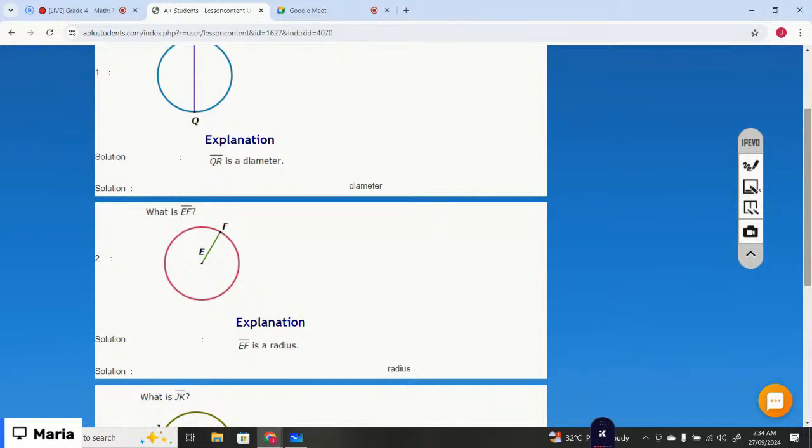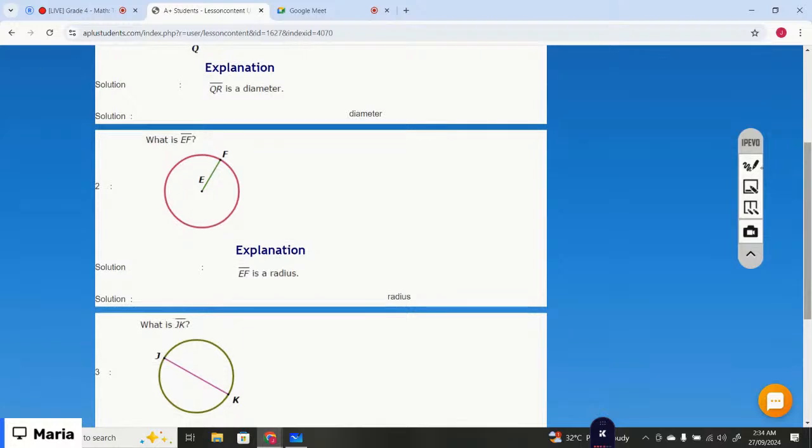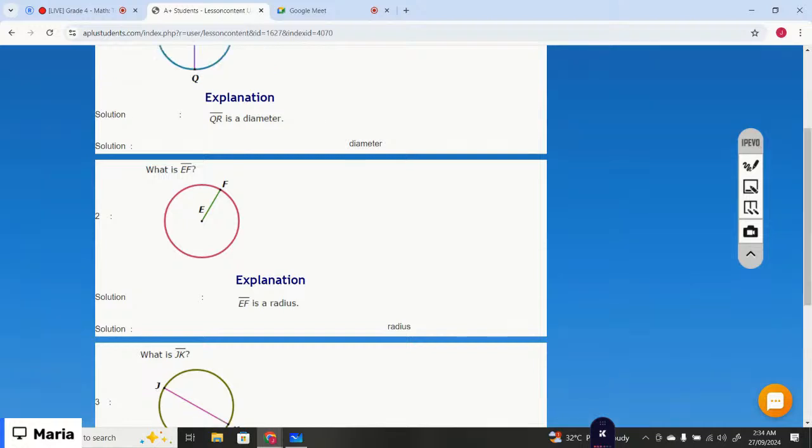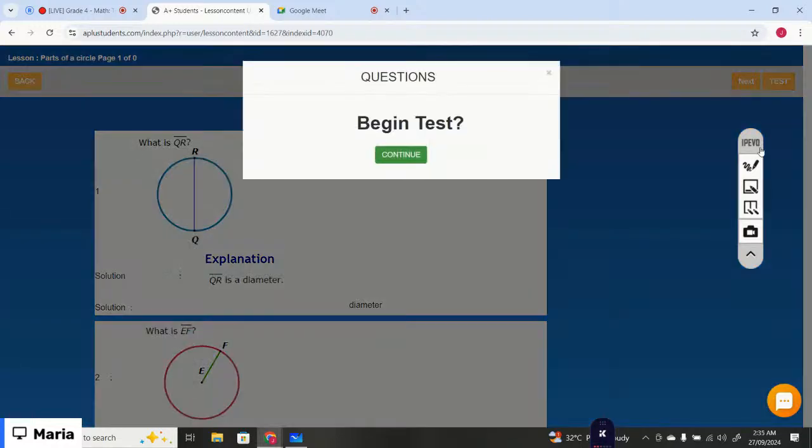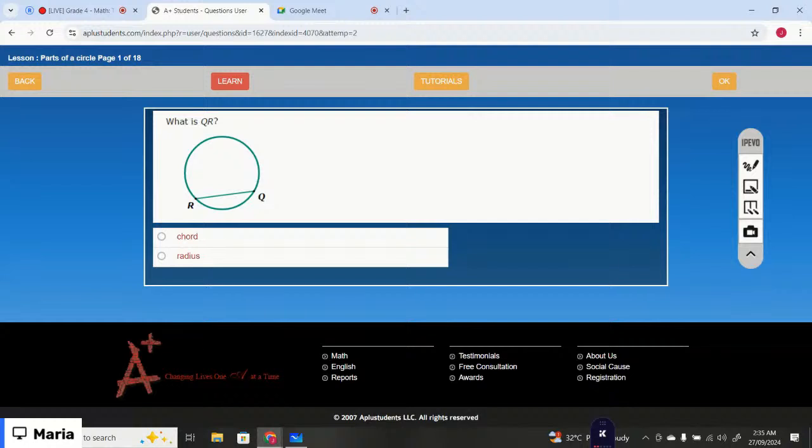Okay, the second one is what is EF? That is the radius. The radius is the line that touches the circle at one point and the center of the circle. So that is the radius, right? Let's just start with the test questions. What is QR? Chord or radius?